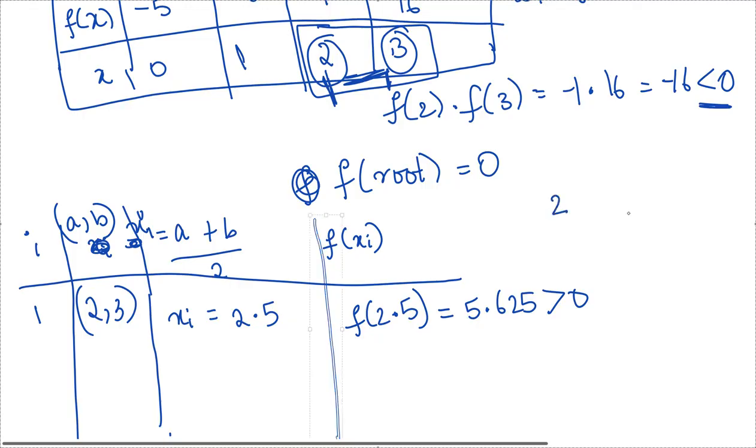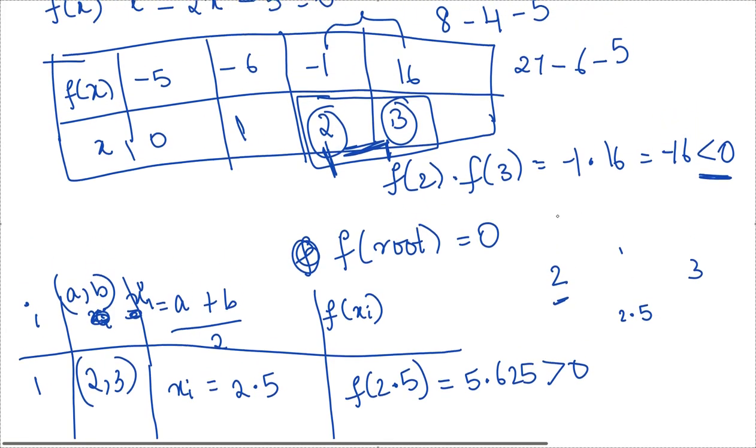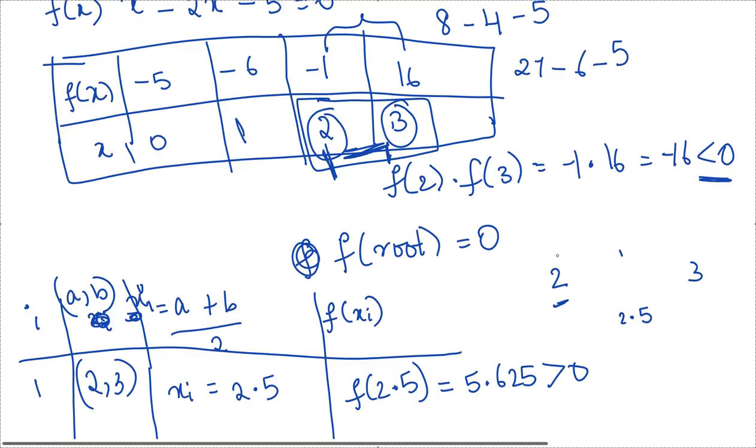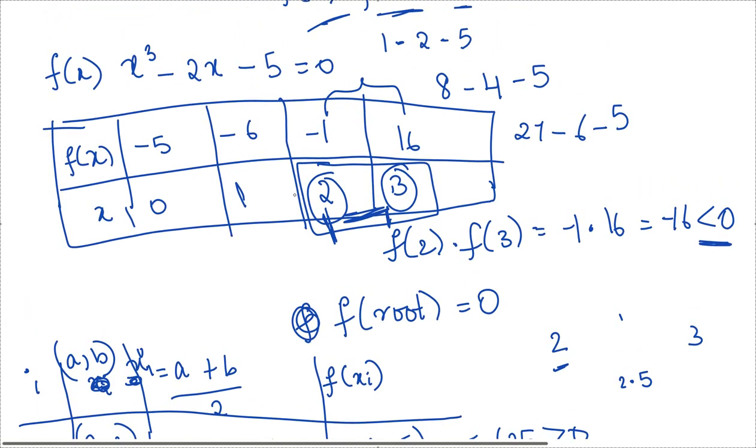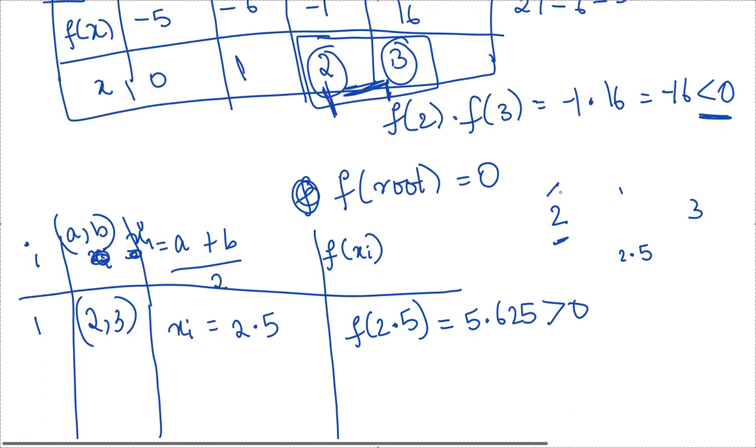Now we have 2, and the middle number is 2.5, and we have 3. So the value of 2, f of 2, what does it give? Less than 0, right? Minus 1 is less than 0. F of 2 is less than 0. F of 3 is greater than 0. Now again 2.5 is also greater than 0.